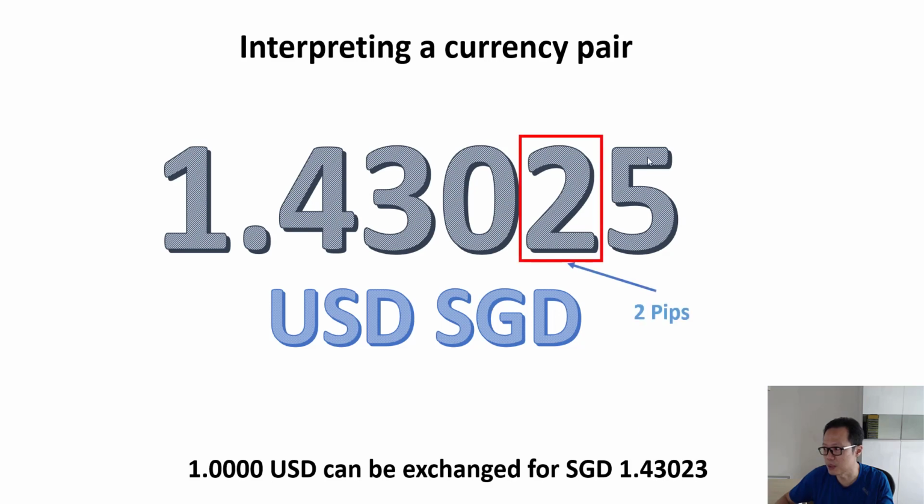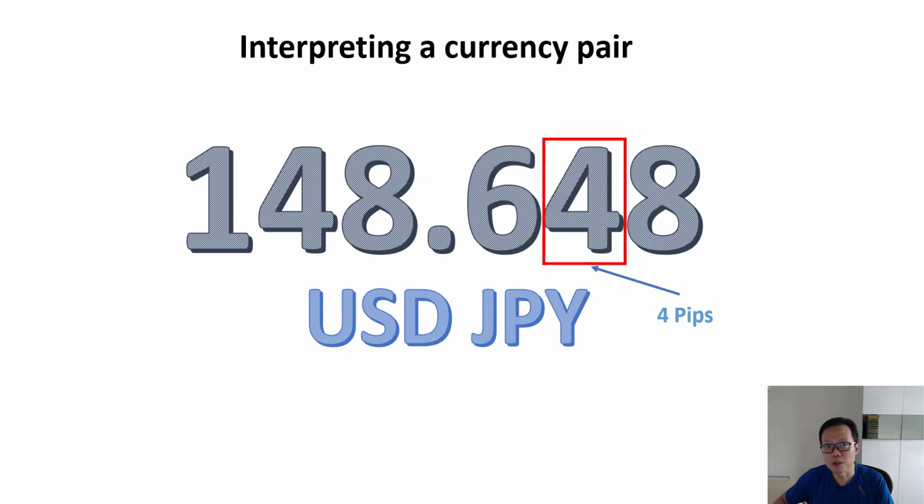Okay, so using this example, 1 point here in the 4th decimal place is a pip. So this is 2 pips, and over here on the 5th decimal place, this represents half a pip or 0.5 pip. And if we move over to the left, a change in a point in this digit here will represent 10 pips, and over here in this digit will represent 100 pips, and so forth.